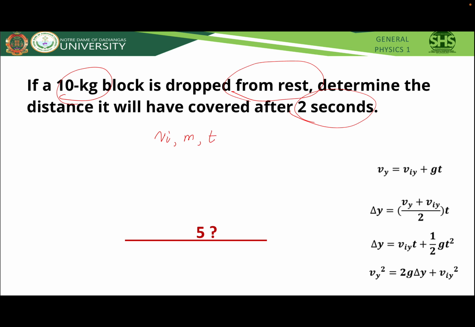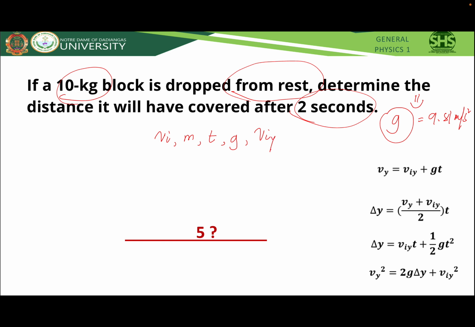Actually, there is also another implicit given that is not stated here, and it should always be here. And that is your g. Now, this g is very important. That is your 9.81. Meaning, whenever a vertical displacement problem is present, the g should always be there. So, we also have our g, and again, our unknown, which is the distance y.